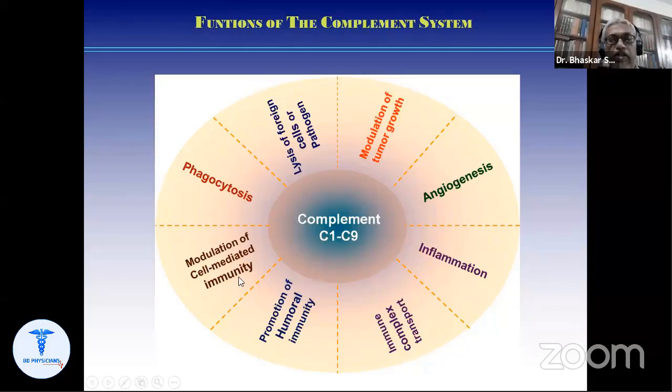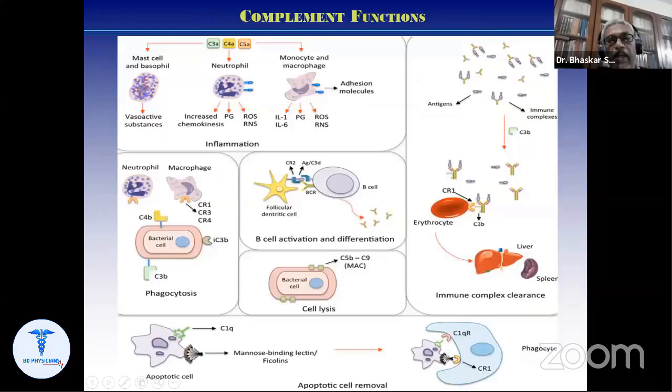For example, modulation of cell-mediated immunity, promotion of humoral immunity, immune complex transport, inflammation, angiogenesis, modulation of tumor growth, and lysis of cells infected with pathogens. And this C3 can actually coat a pathogen or a molecule, and that can be taken up by the C3 receptor, and that is called opsonized phagocytosis. So all those are explained in this slide.